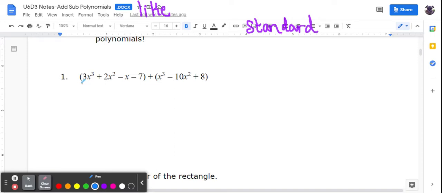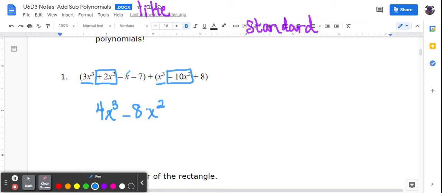So we want to combine 3x to the third. Okay, so we're going to look at our other polynomial over here because we are adding. We're going to add that to a 1x to the third, and 3 plus 1 is going to be 4. So we add the coefficients in the front, keep the variable and the exponent. Okay, so now we're going to move on down the line. We have a positive 2x squared, and we can combine that with our x squared over here, which is a negative 10. So we are going to combine the coefficients of 2 minus 10, which is negative 8, x squared.